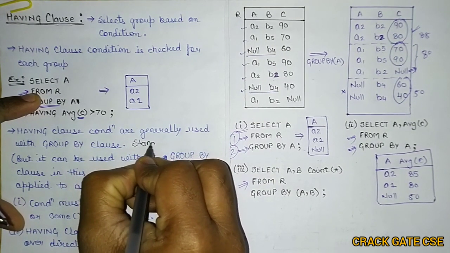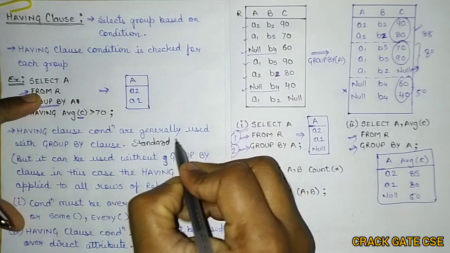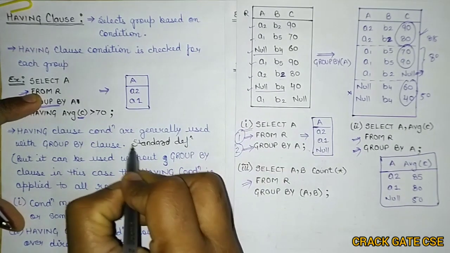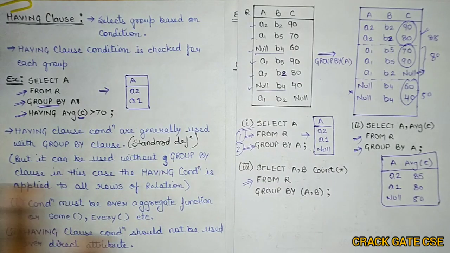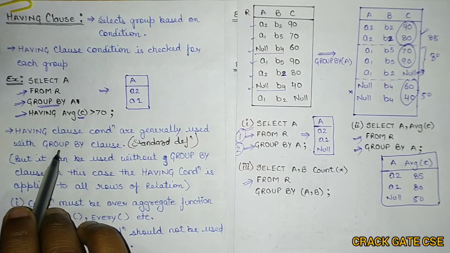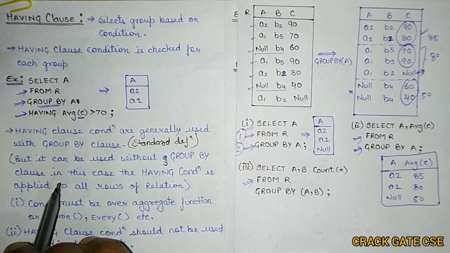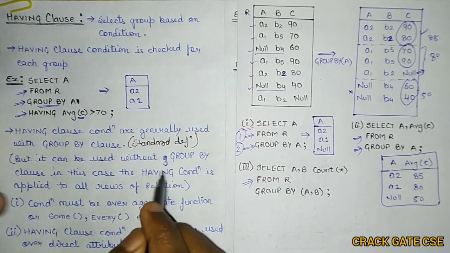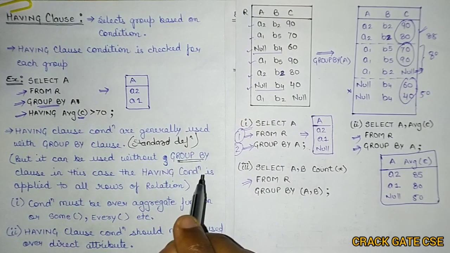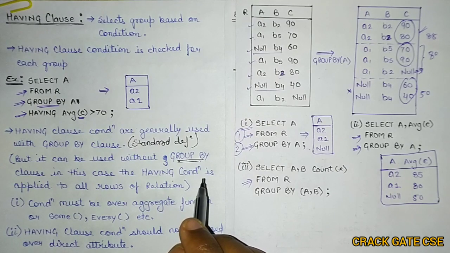This is as per the standard definition. So if the question is asking for the standard, yes, it cannot be used without the group by clause. This is the standard. But if they are talking about the implementation, it can be used without the group by. This is specifically for implementation. So there is a difference between standard definition and implementation.